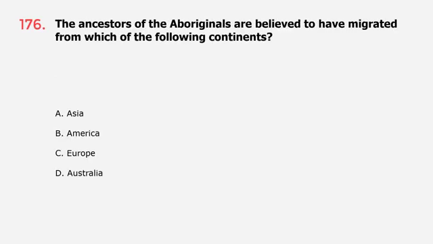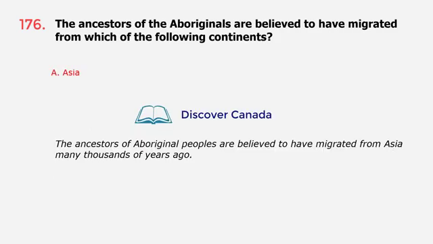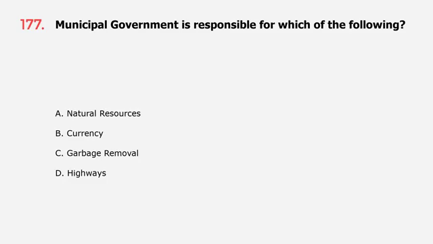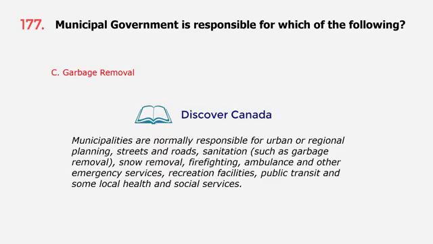Question 176. The ancestors of the Aboriginals are believed to have migrated from which of the following continents? A. Asia. B. America. C. Europe. D. Australia. The answer is A. Asia. Question 177. Municipal government is responsible for which of the following? A. Natural resources. B. Currency. C. Garbage removal. D. Highways. The answer is C. Garbage removal.